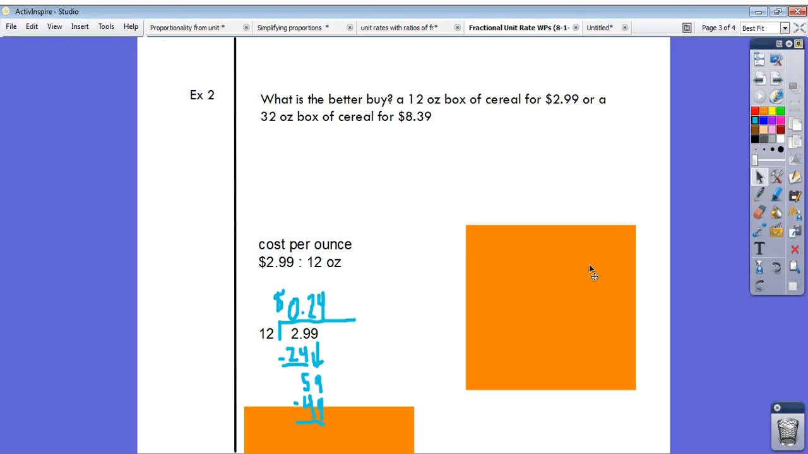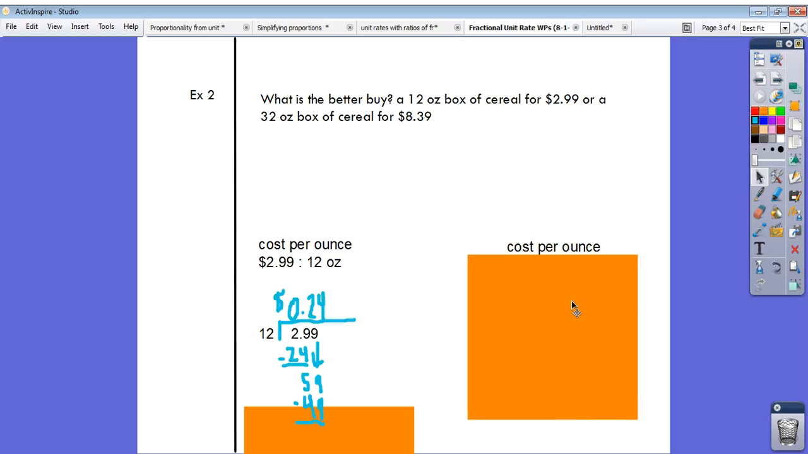Let's see how that compares with our other box. We're looking for the same thing, cost per ounce. So under cost, we're going to put $8.39 right here. And under ounce, we're going to put 32 ounces. This should be on your paper.